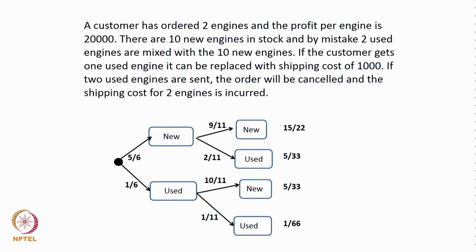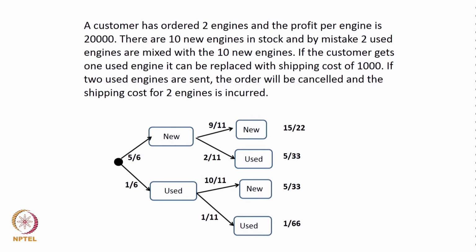There are 10 new engines in stock, and by mistake 2 used engines are mixed with the 10 new engines. If the customer gets a used engine, then it can be replaced with a shipping cost of 1000. If for some reason both the engines sent happen to be used engines, then the order will be cancelled and the shipping cost for 2 engines is incurred.